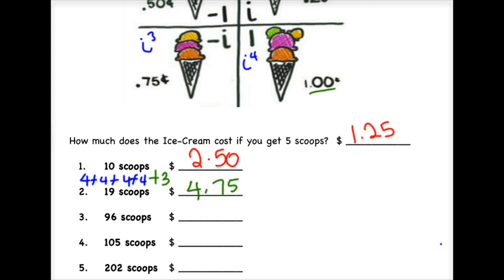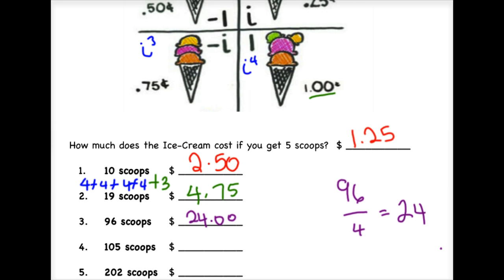Now 96. Another way to do this is take 96 and divide it by 4. 96 divided by 4 should give you, tell me. If you don't know, I'm not giving you the answer. Check your calculator. 96 divided by 4 is, yeah, of course, 24. And that's a perfect number. There's no remainder, so that means this is going to be $24.